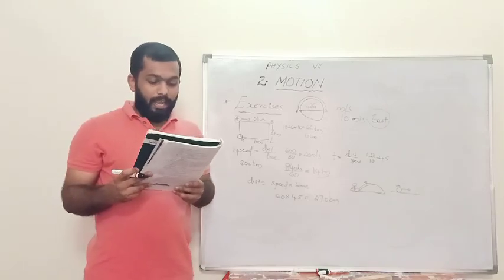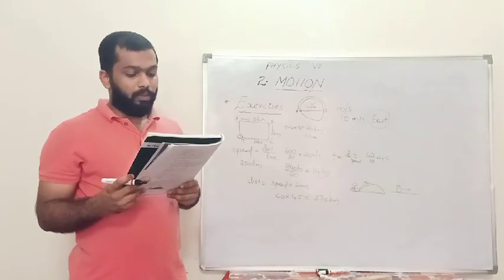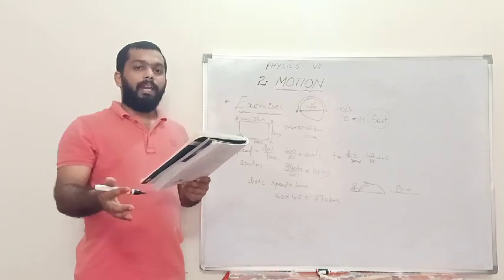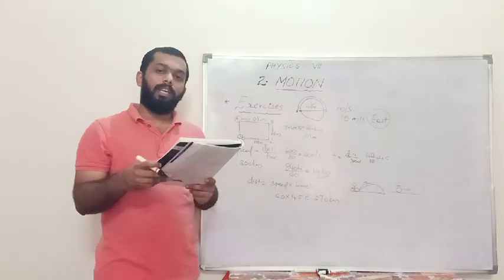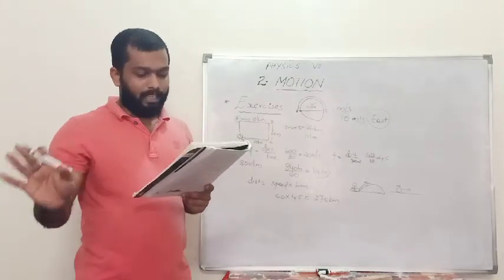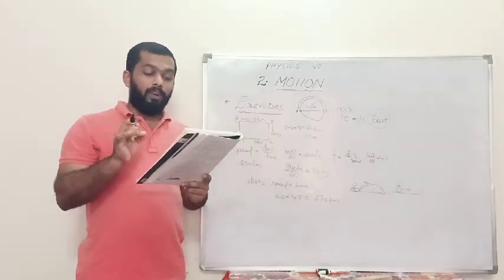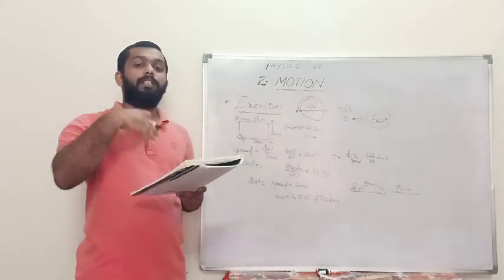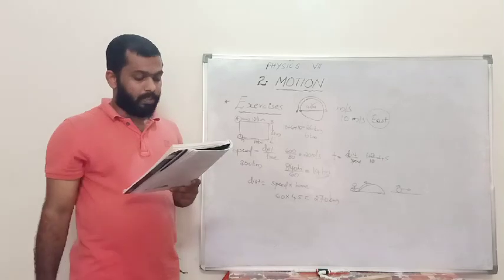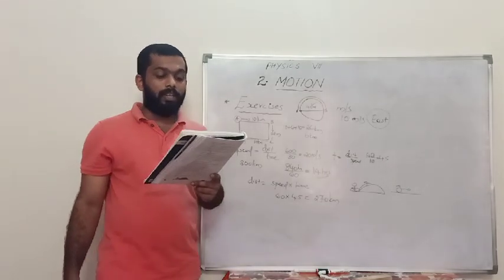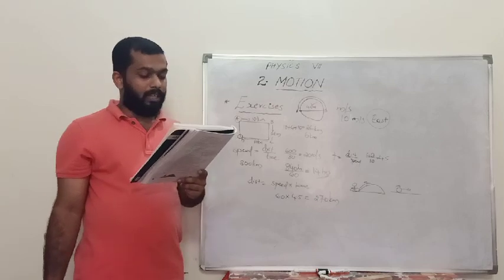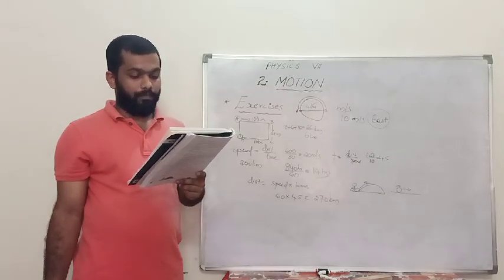First question. A man walks at a speed of 1 meter per second and covers a certain distance. That means if the man is traveling with 1 meter per second, he will cover a distance in a certain time. But if he walks at a speed of 3 meter per second, increasing the speed from 1 to 3 meter per second, he covers an additional distance of 15 meter in the same time. What is the distance he actually covered?